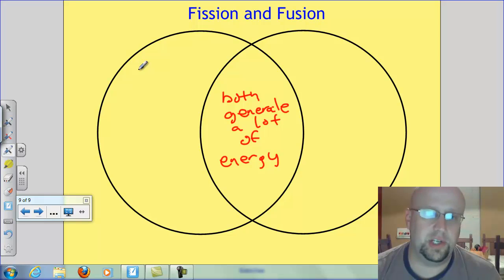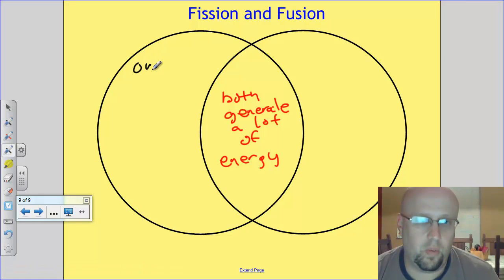So on the fission side then, what do we have? We have one atom splitting.